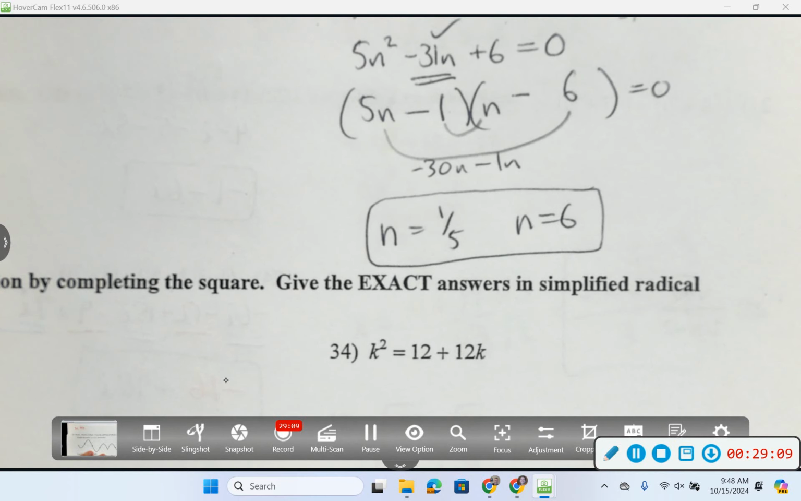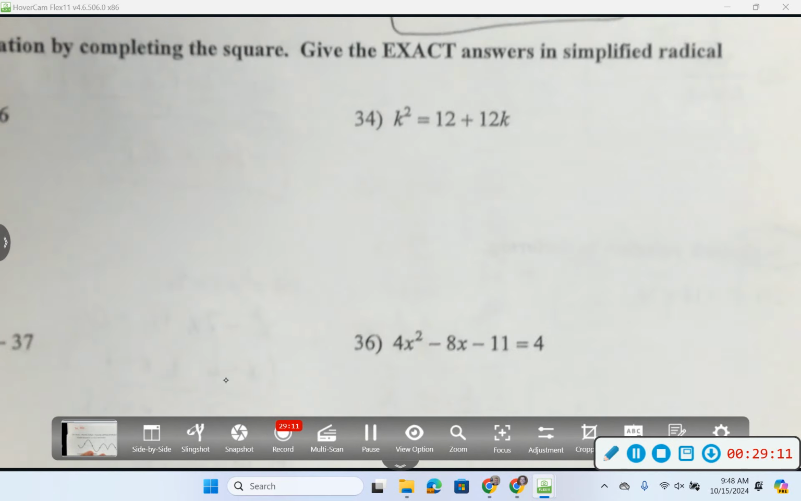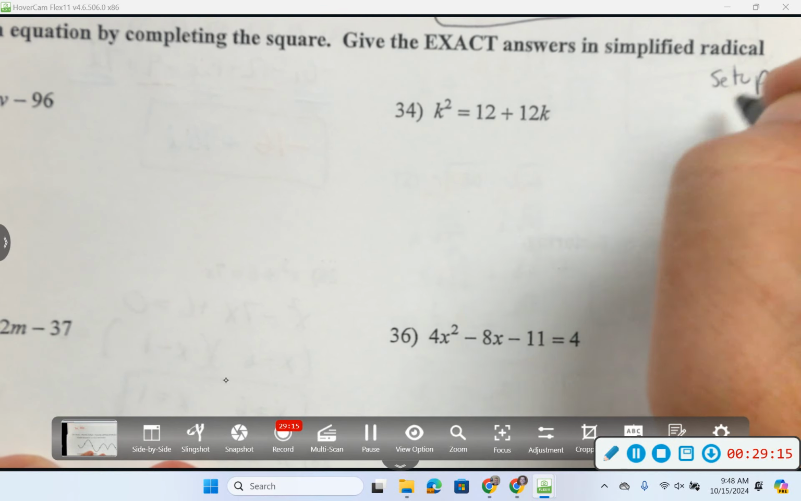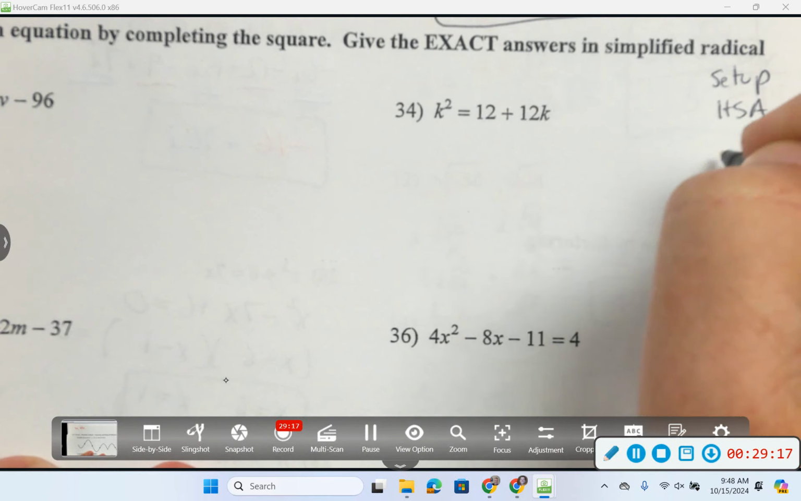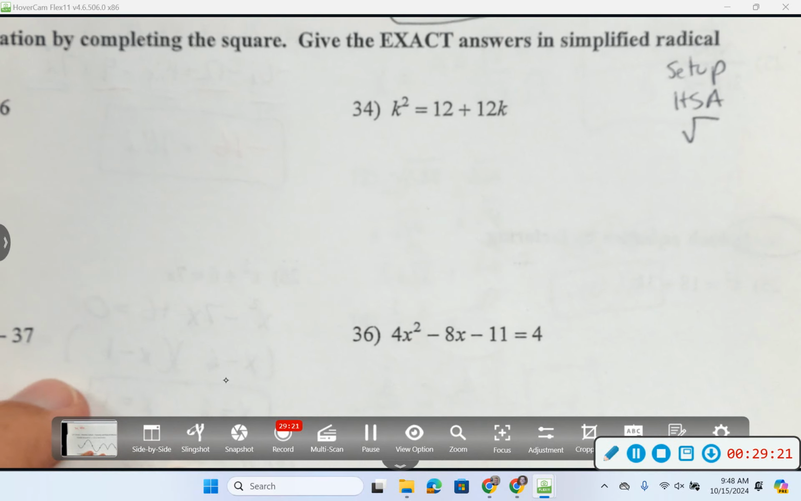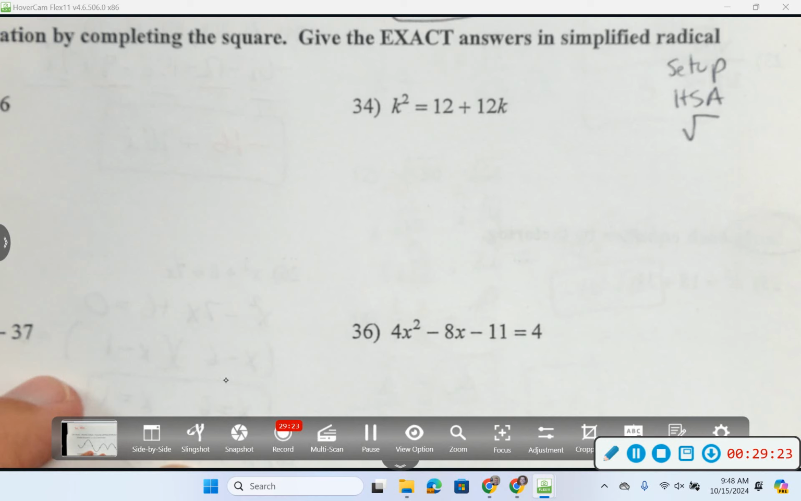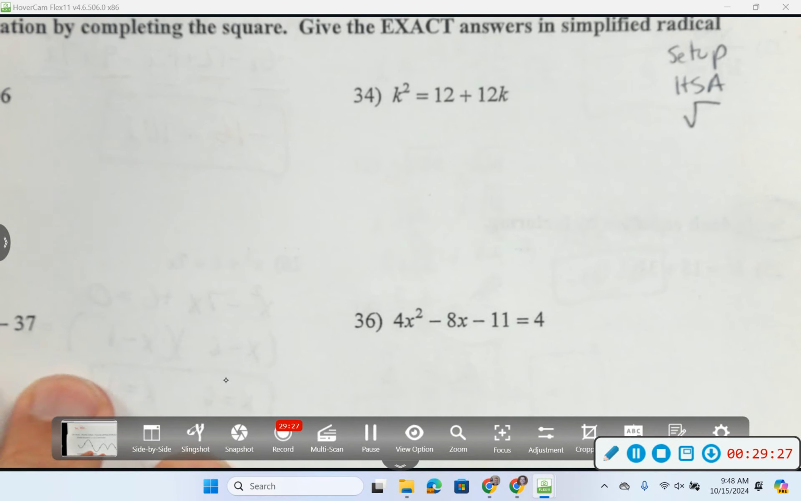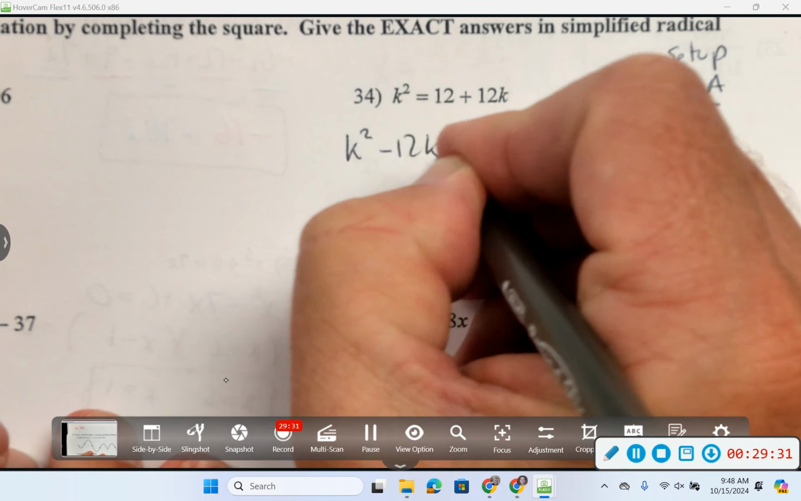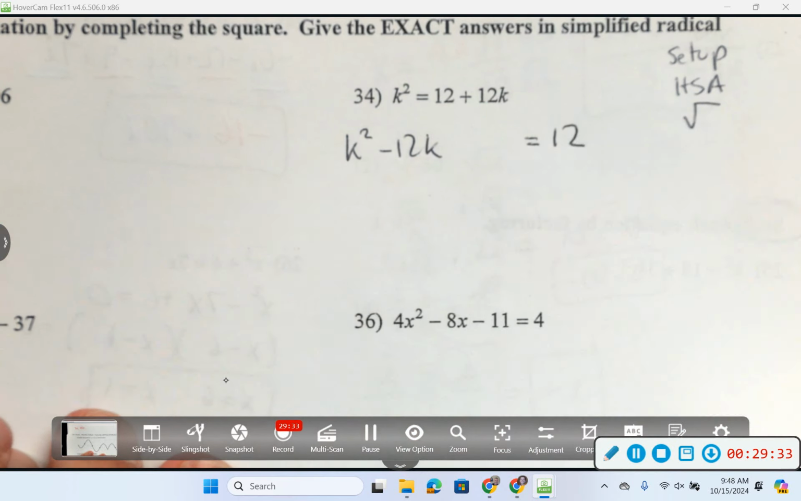All right, last topic, completing the square. Get it set up, do the HSA, and then do the square root. And again, even within that, setup might have a couple steps. HSA has a few steps. Square rooting has a couple steps. K squared minus 12k equals 12.